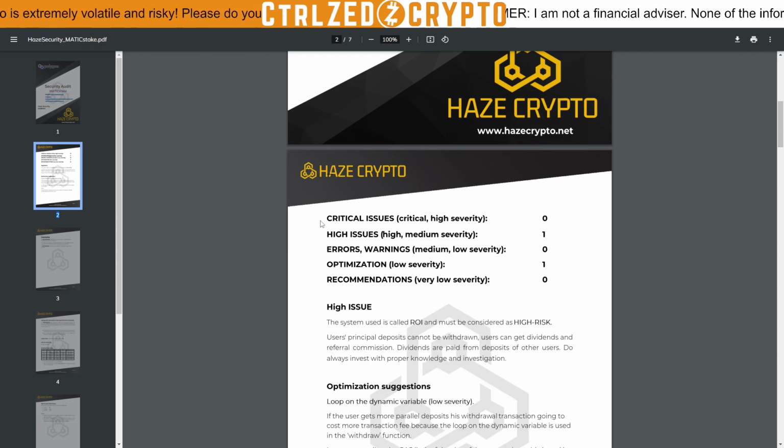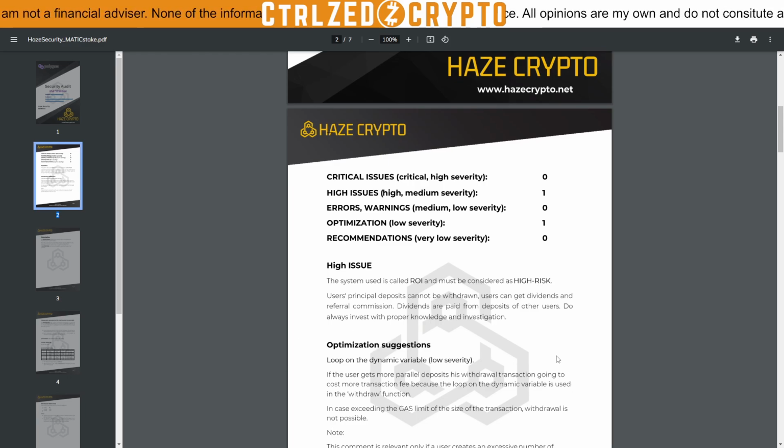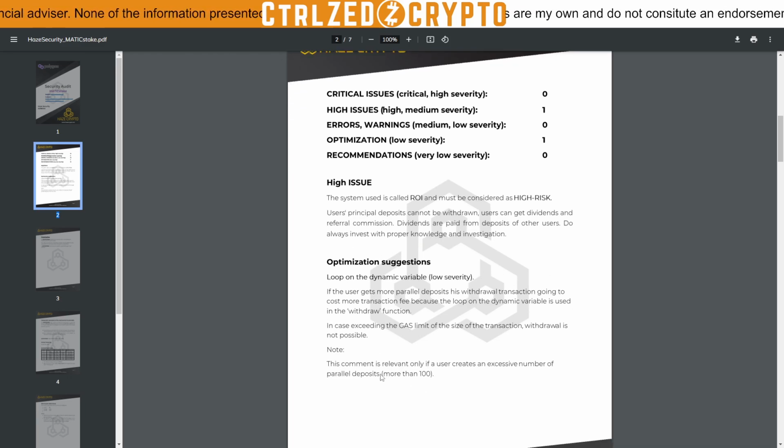We always see this high issue. It's an ROI app. That means it's a Ponzi scheme. So we know that, and we're working out our risk around that constraint. This low severity optimization is pretty much ignorable. It's only if you're doing massive amounts, more than 100 parallel deposits, which I'm not doing, and I couldn't imagine anyone would do. So I'm not concerned about it at all.